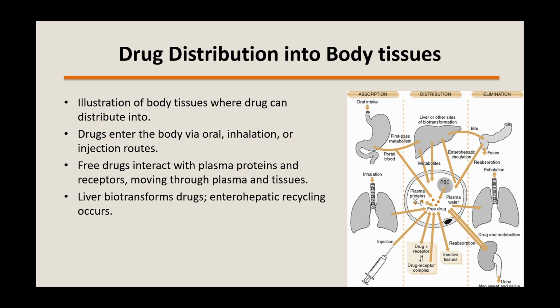This diagram illustrates the pharmacokinetic process of drug distribution, showing pathways of absorption, for example, oral, inhalation, injection, distribution via plasma and tissues. From the diagram you can see major organs and tissues where a drug can distribute into. The free drug interacts with plasma proteins, receptors, and various tissues, undergoing metabolism, enterohepatic recycling, and excretion through multiple routes.